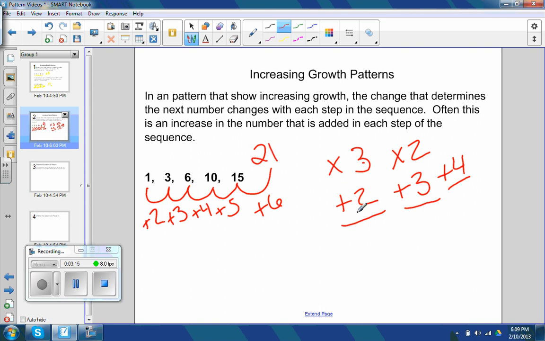So by taking a look at the distance between those numbers and then finding the pattern, we can see where that pattern is headed.